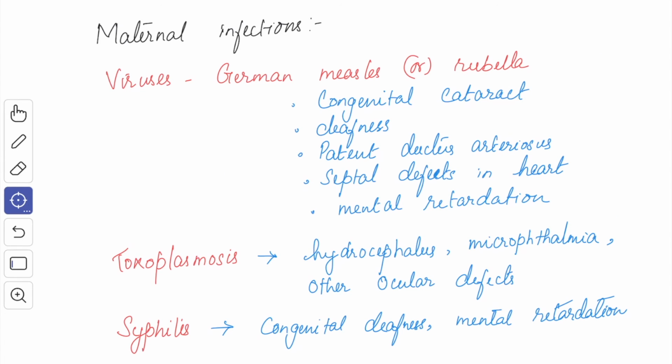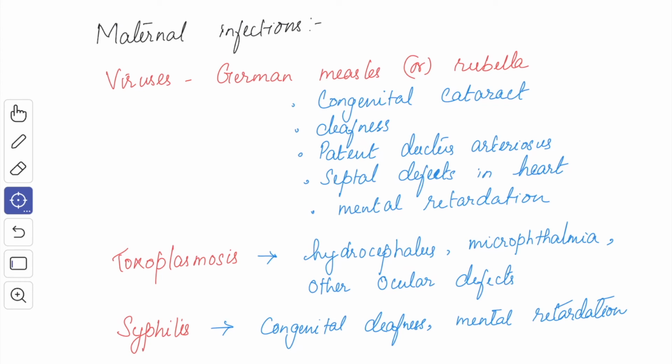Next, we'll see about maternal infection. The viruses of German measles or rubella affecting pregnant women in the early stages of gestation may produce various abnormalities of the fetus, such as congenital cataract, deafness, patent ductus arteriosus, septal defects of the heart, dental defects, and mental retardation. Cataracts result from infection during the 6th week, deafness in the 9th week, and cardiac defects between the 6th and 9th week.